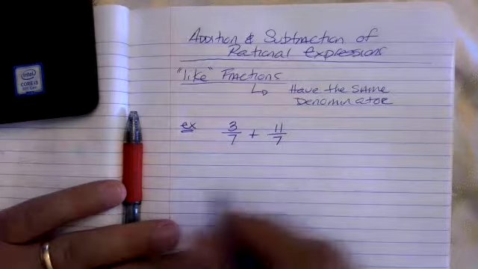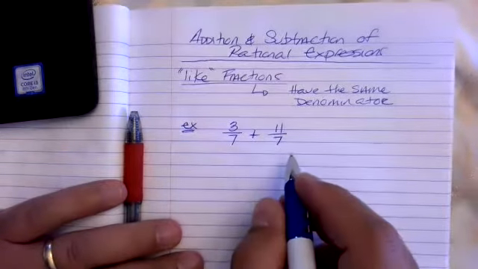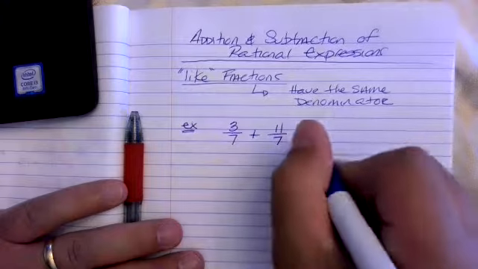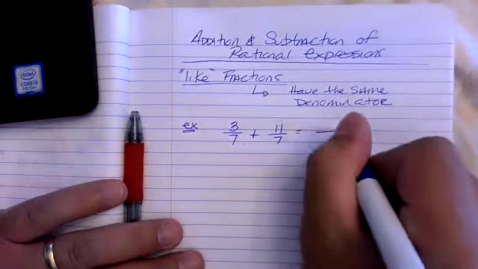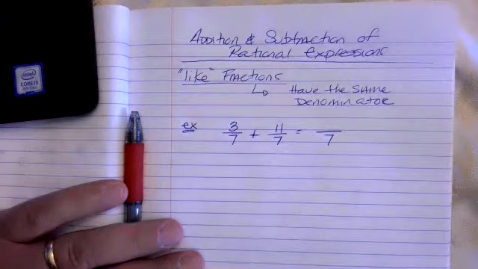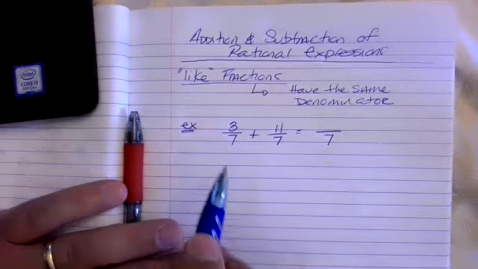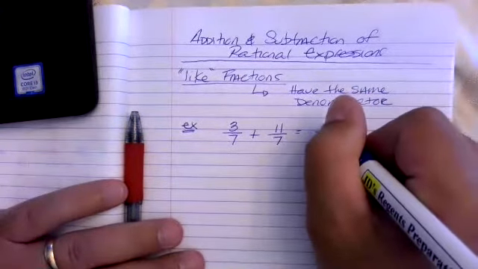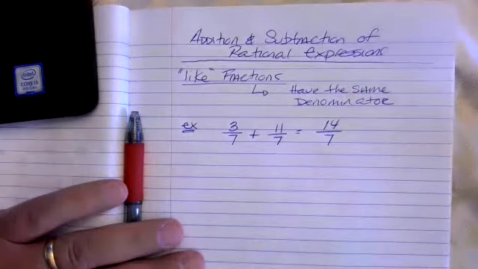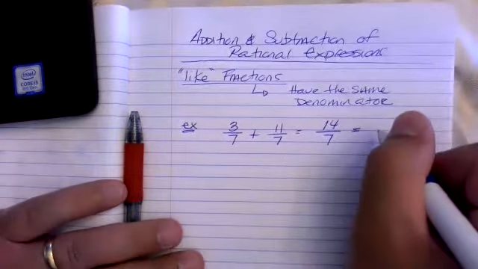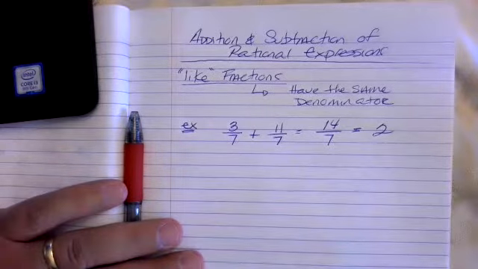If we were to perform this operation, when I'm adding fractions and the denominators are the same, we keep the denominator. And then we perform the operation on the numerator. In this case, it's addition, so we're going to add the numerators. 3 plus 11 is 14. And then we would reduce, and we'd get 2.